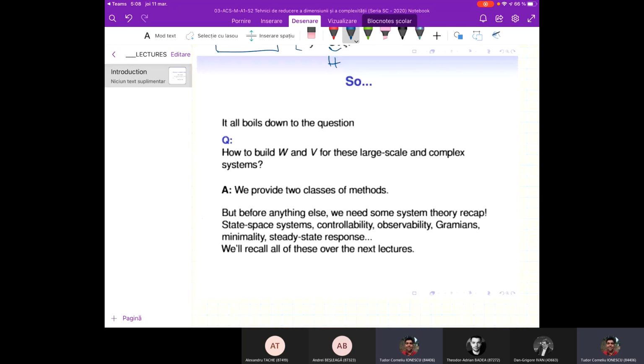In conclusion, the whole thing boils down to the question: how do you build W and V for these large-scale and complex systems? How do you do that? This is the question we need to answer throughout this lecture. Okay, and we have here two classes of methods, the main classes of methods. Of course, they have a lot of subclasses and a lot of variants.